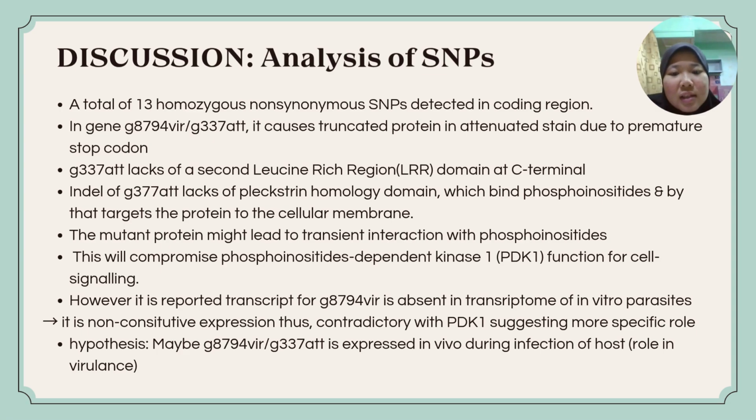The mutant protein might lead to a transient interaction with the phosphoinositides, and this will compromise the phosphoinositide-dependent kinase 1 function for the cells. However, it is reported that the transcript for G8794 is absent in the transcriptome of the in vitro parasite. This indicates that it is a non-constitutive expression, thus contradictory with PDK1, suggesting it could have a more specific role. One of the hypotheses is that maybe this gene is expressed in vivo during the infection of the host, and of course, more validation is needed to test this hypothesis.